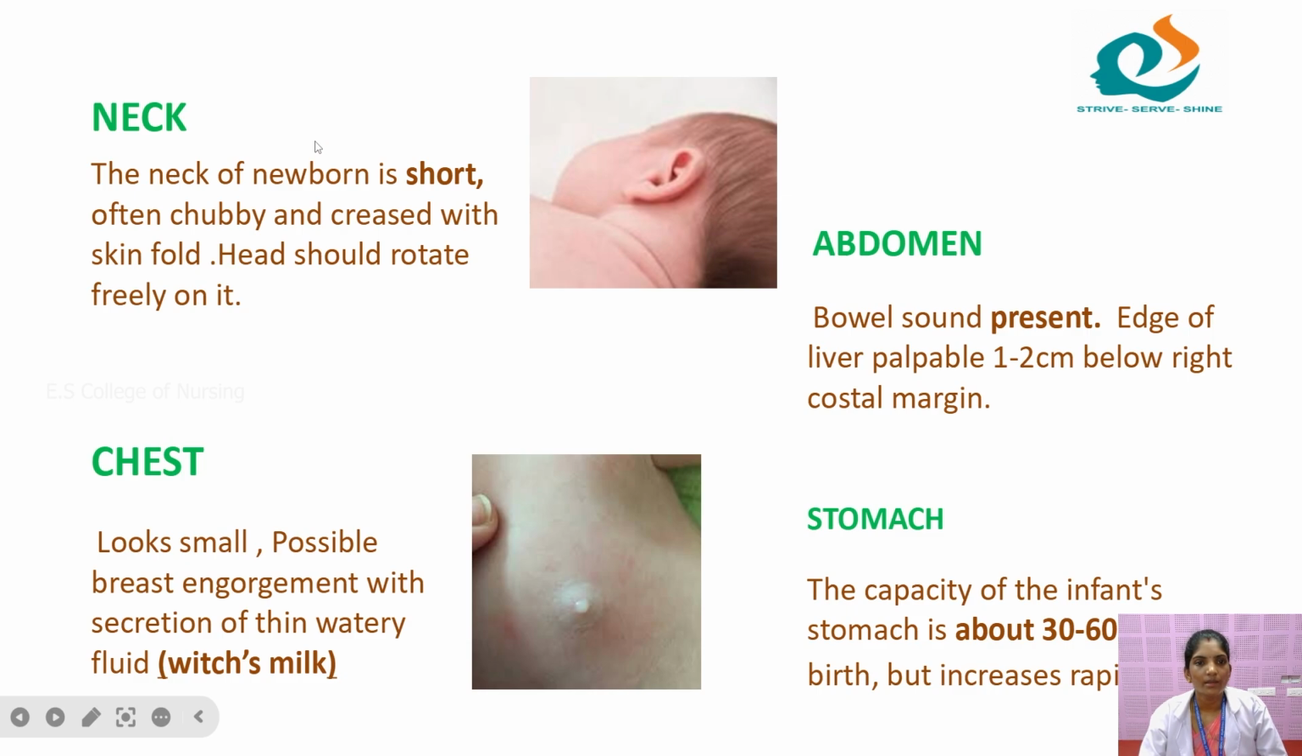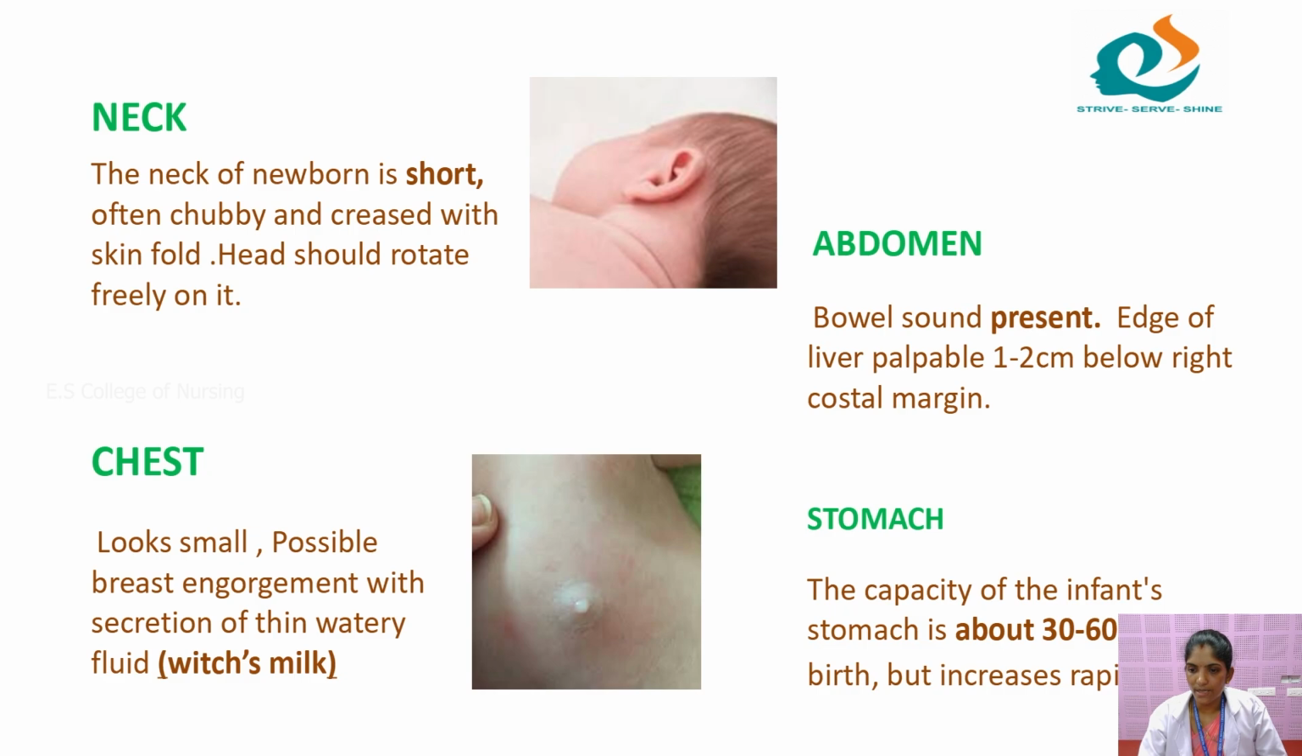Next we will assess the neck of a newborn. The neck of newborn is short, often chubby and creased with a skin fold. Head should rotate freely on it. Then we have to check the chest. Chest looks small, possible breast enlargement with a secretion of thin watery fluid that is known as witch's milk. Then we have to assess the abdomen. Bowel sounds present, edge of the liver palpable 1 to 2 cm below right costal margin.